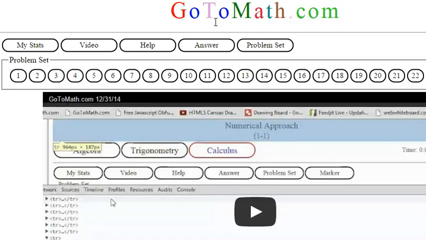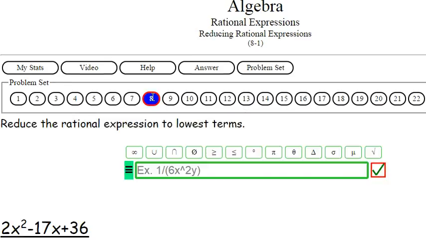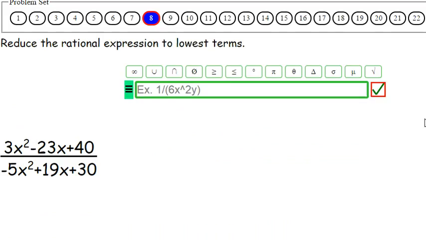Click on the algebra. Let's go down to reducing rational expressions, and we're looking at 8.2. Working our way right on through. Hey, that kind of rhymes.